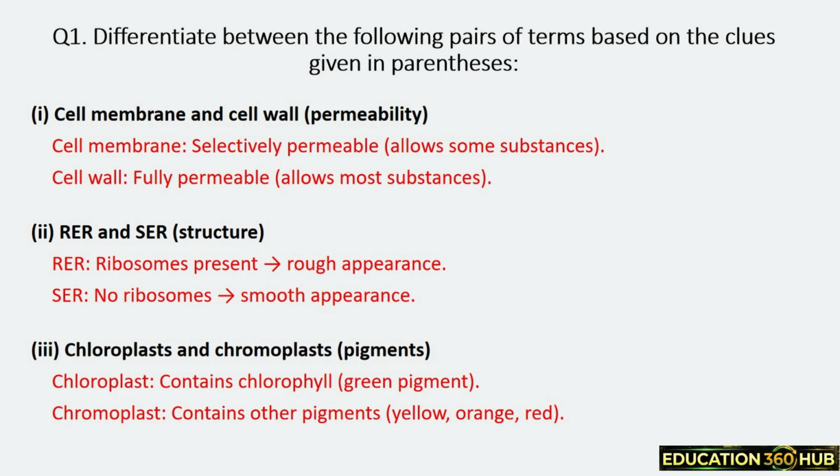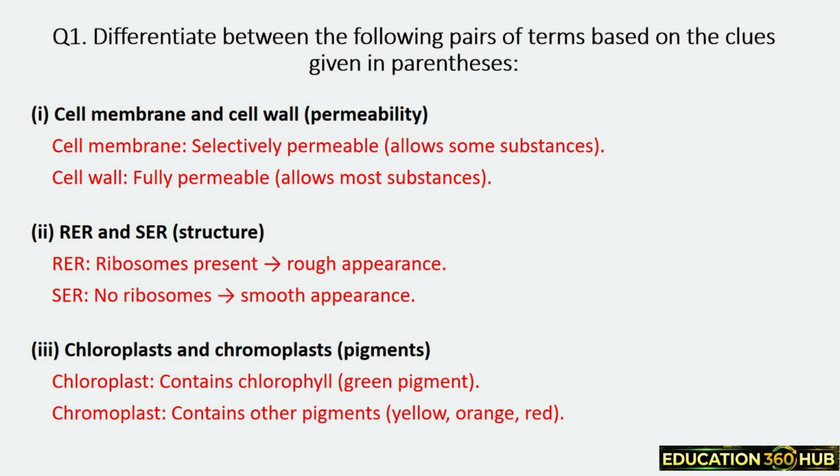First question, differentiate between the following pairs of terms based on the clues given in parentheses. First, permeability of cell membrane and cell wall. Cell membrane, selectively permeable, allows some substances. Cell wall, fully permeable, allows most substances.